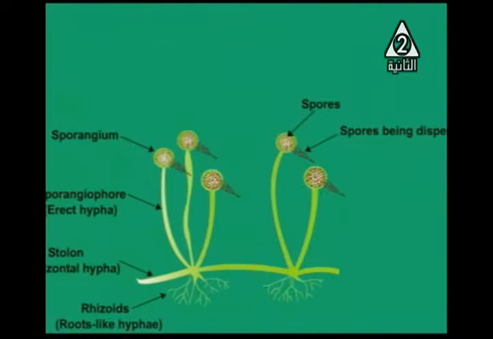This is the bread mold fungus, and this is the sporangium containing large numbers of spores. The spores will be released after the rupture of the sporangium, then scattered in a suitable medium, which may be wet bread, to produce another identical organism or another identical fungus.